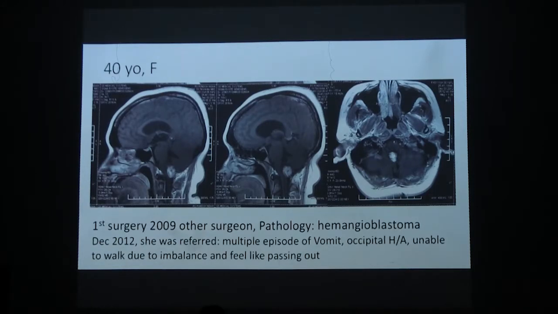This is another case. 40 years old, again female. She had her first surgery in 2009 by other surgeons. The pathology proved that it was hemangioblastoma, so I guess it must have bled during surgery. And in December 2012, she was referred to us because of multiple episodes of vomiting, occipital headache, and then being unable to walk because of imbalance, and a feeling like passing out.